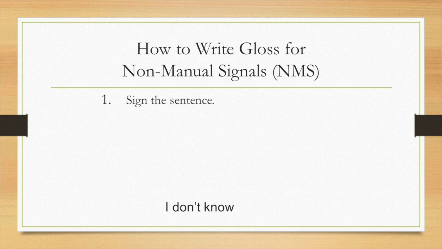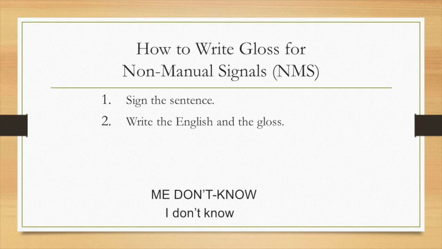If you're going to successfully record what to sign, you need to include these non-manual signals, so we should add them to our gloss. Here's how. First, sign the sentence. Then, gloss the signs you used. Remember, I need to hyphenate don't know because though it's 3 words in English, it's only 1 sign in ASL.